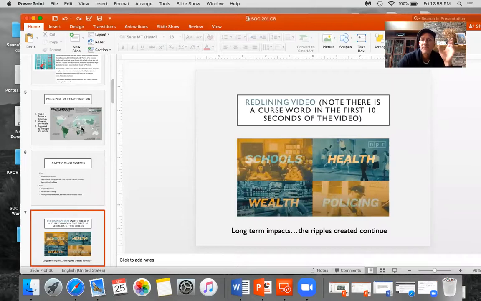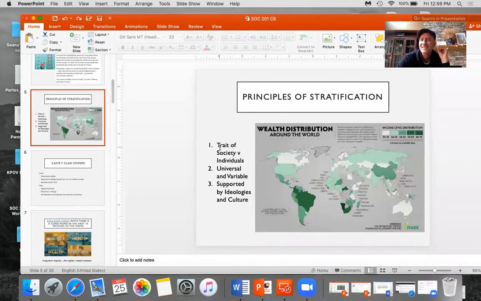Okay, thinking about stratification, we've got to recognize it's a trait of a structure and a system. It's not a trait of individuals. So we're looking at things at a system level analysis. Also recognizing that stratification is universal across time and place, but it's also variable, right? So not all countries do stratification the same way.